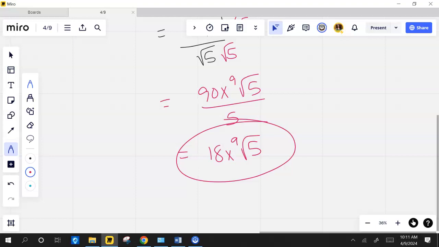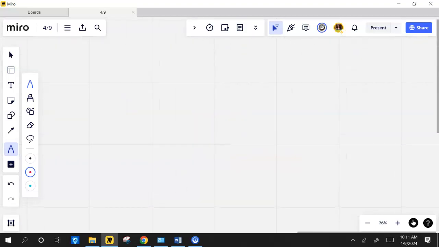Yeah. Number 7. So I'm going to split this up. I'm going to do root 3 because 3 doesn't divide by 20 evenly, right?